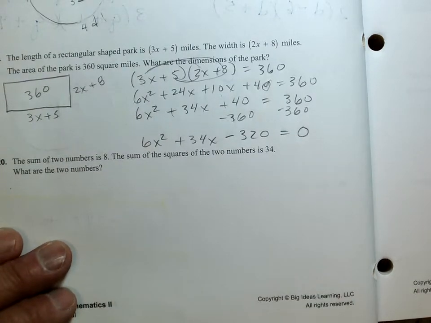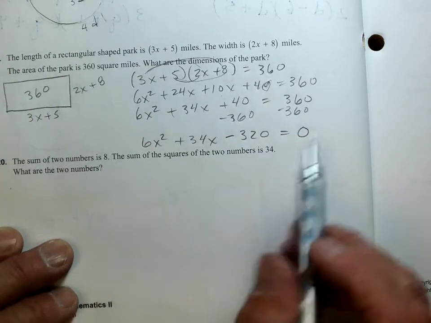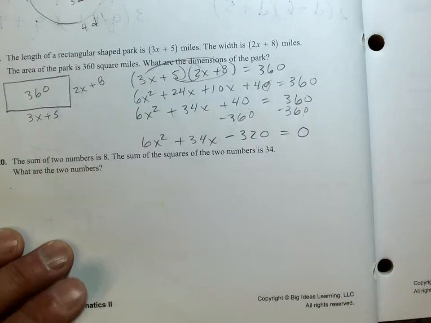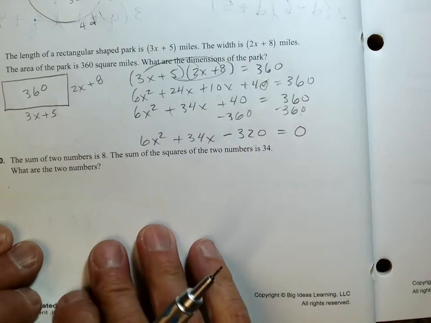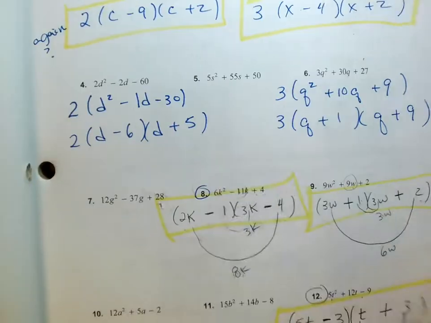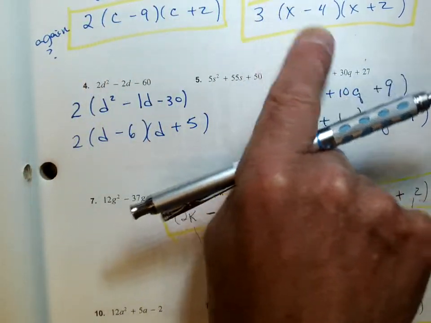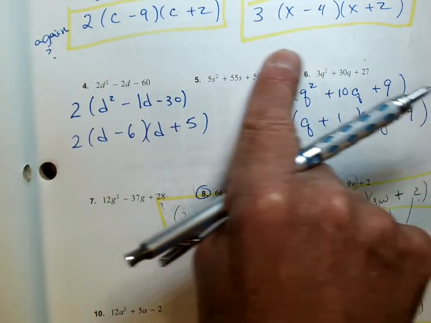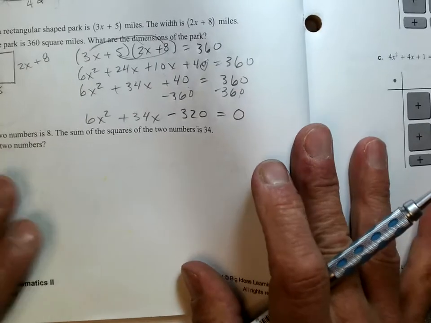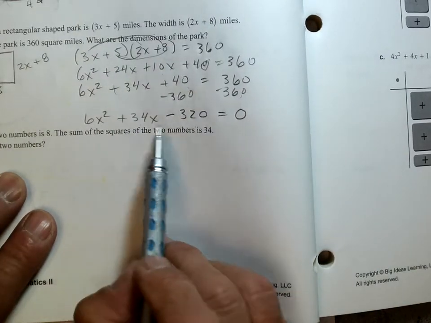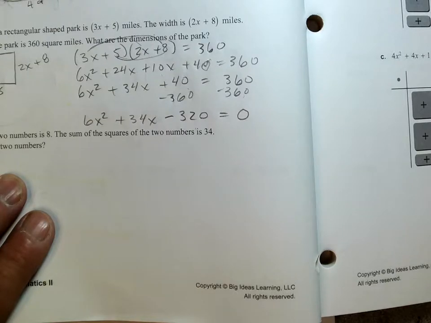Hard problem. Am I going slowly enough? Okay, so I brought over the 360, minus 360. I'm being honest, this is hard. Now, real quickly, before I do anything else, remember how we common factored? Can I common factor out anything? Yes or no? Yeah. What can I common factor out?